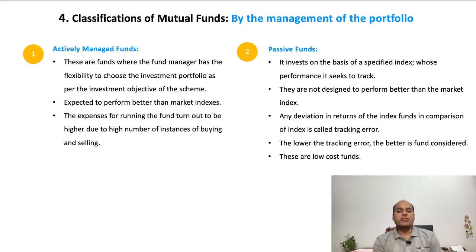They are not generally designed to perform better than the market, but these days it is expected that such funds should overperform or outperform the market index. Any deviation in the return of an index fund in comparison to the index is called tracking error. For example, Nifty 50 has given a return of 2% in a month, but the index fund tracking this Nifty 50 has given only 1%. That means there is a tracking error of 1%. But if the fund has given more than 2%, whatever that difference is will also be called a tracking error. The lower the tracking error, the better the fund is considered, and these are very low cost products, low cost funds.